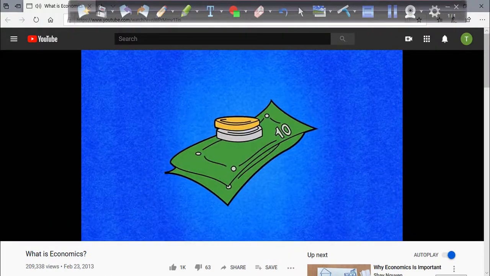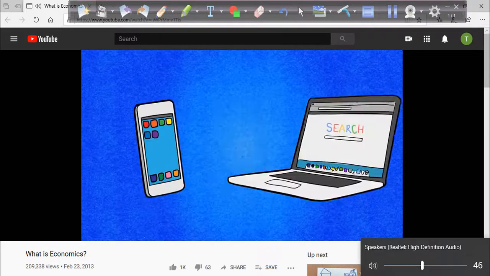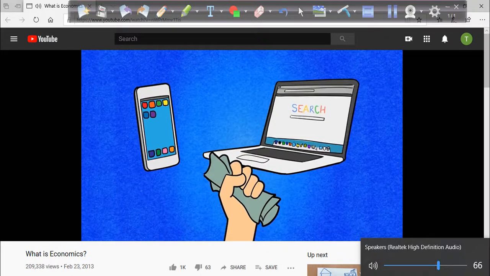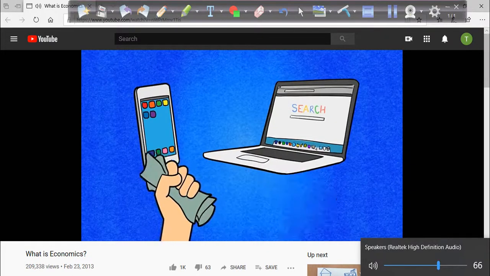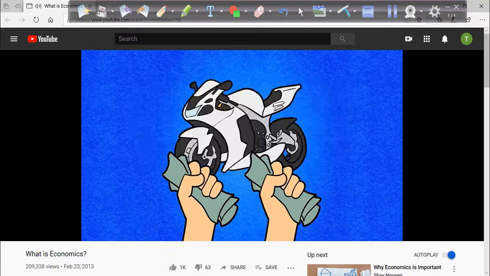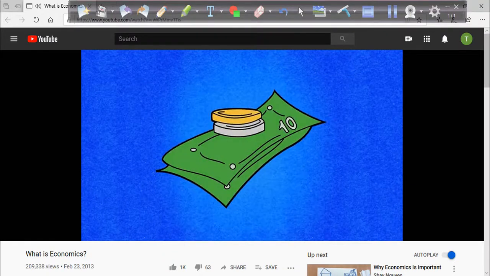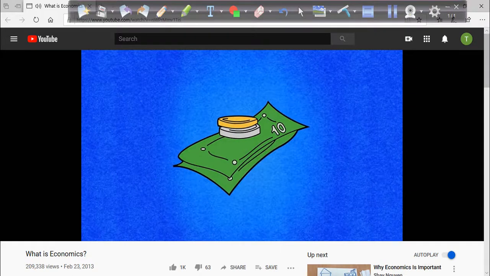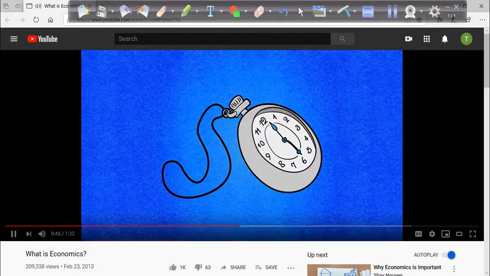Money is a great example. Let's say you want a phone and a laptop, but you don't have enough money to buy both. You're forced to choose between the two. Even if you have enough money to buy both, you'll still have to choose between buying those things or buying other stuff. What I'm trying to say is that you can never have enough money, which makes it a scarce resource. Time is another scarce resource.